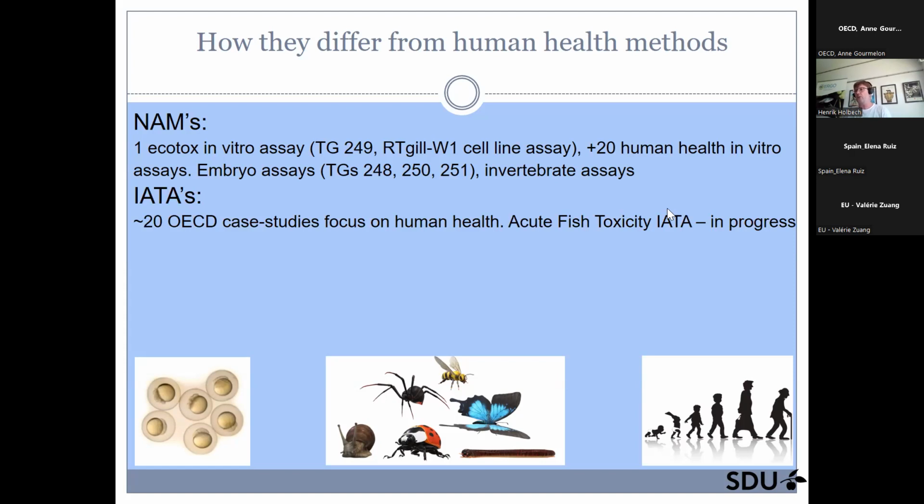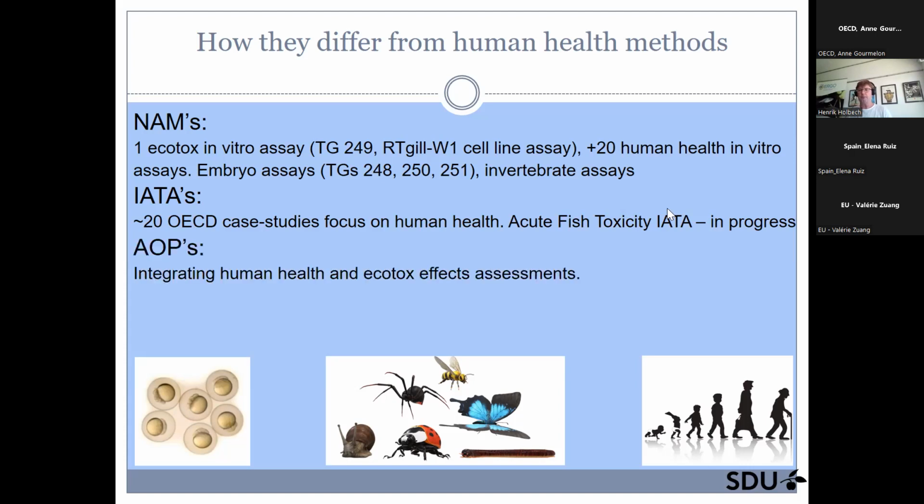I know there's a lot ongoing on acute fish toxicity and IATA within the BMD Eco. And so work is in progress, but the focus on the case studies until now has been more or less 100% on human health. So there we need much more emphasis in the coming period on the ecotoxicity.